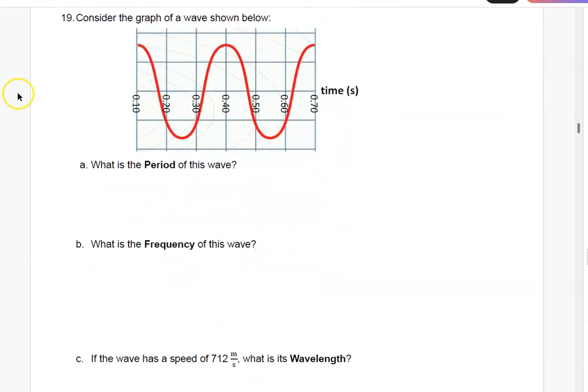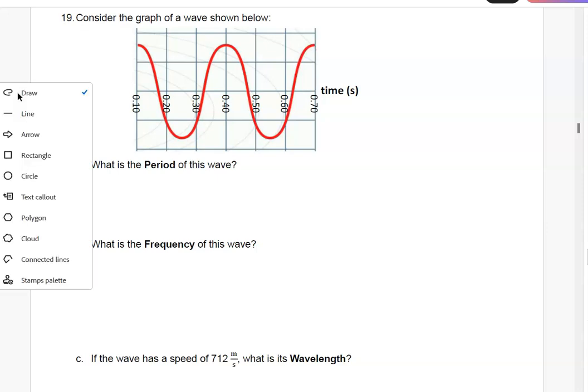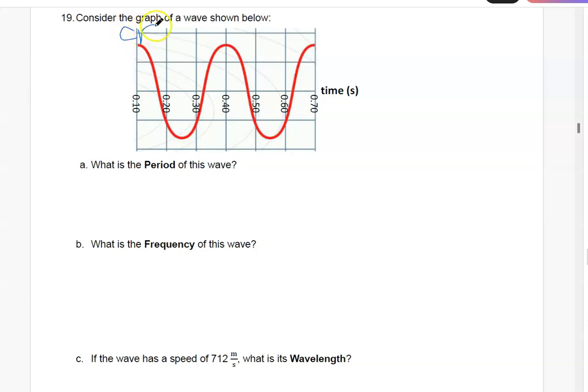Next question. Consider the graph of a wave shown below. Now you see there's a particular type of wave. The first thing you should notice is this is a transverse wave. It's going up and down with crests and troughs. We can even label our crests and we can label our troughs.